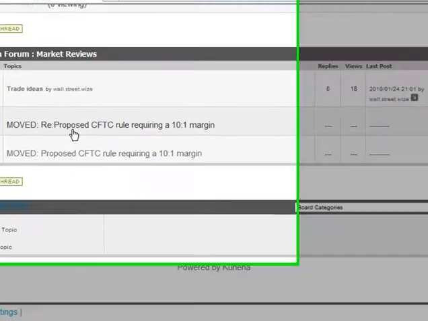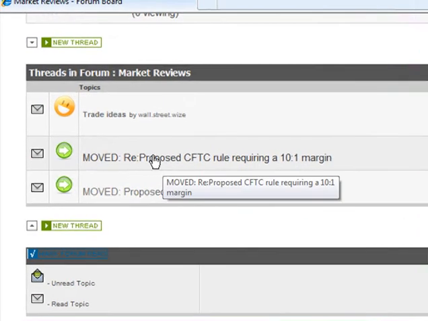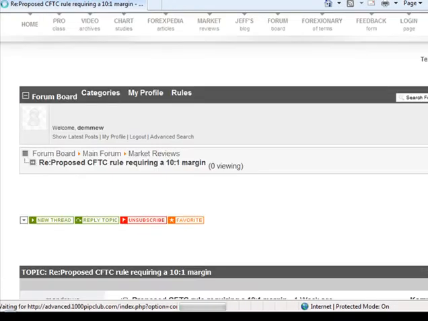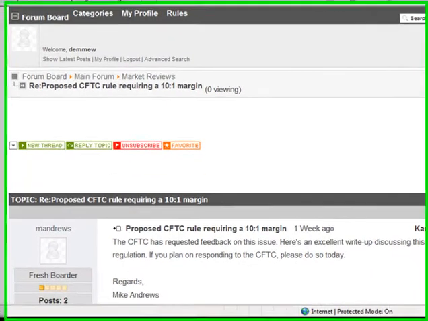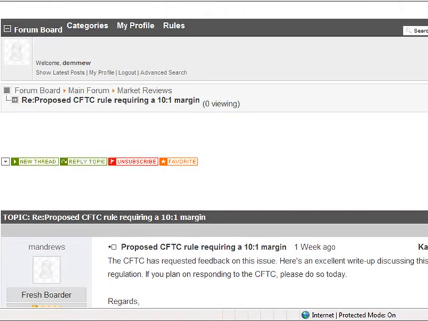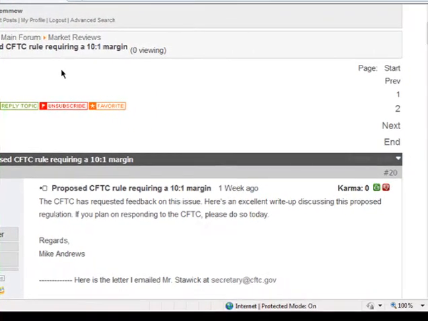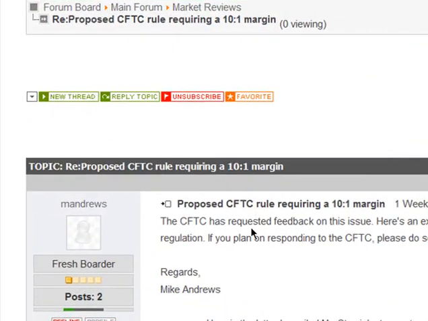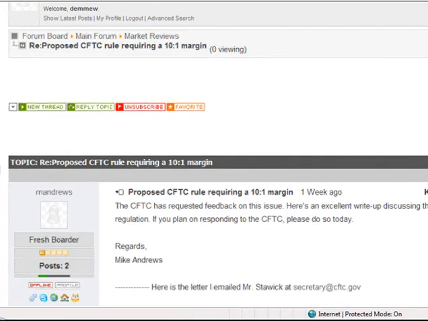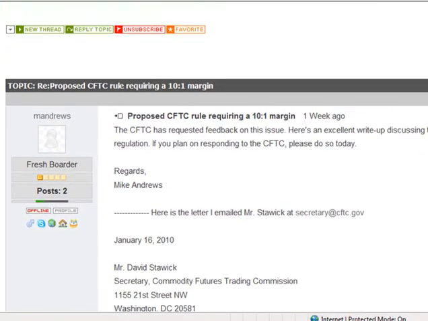But the post that Jeff did originally yesterday on the proposed CFTC rule requiring margin has gotten some activity here. So we can take a look at it. First of all, when we click on that topic, and that's actually a topic within the forum, you can see an option of new thread, reply to the topic. So I can hit reply or I can start something with a whole new title. Either way.